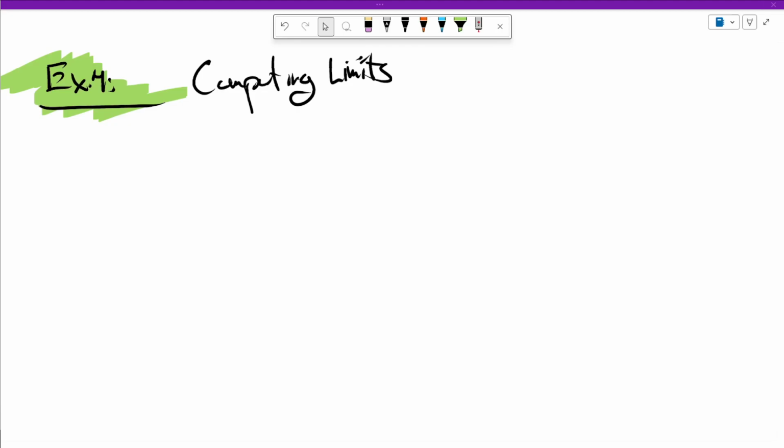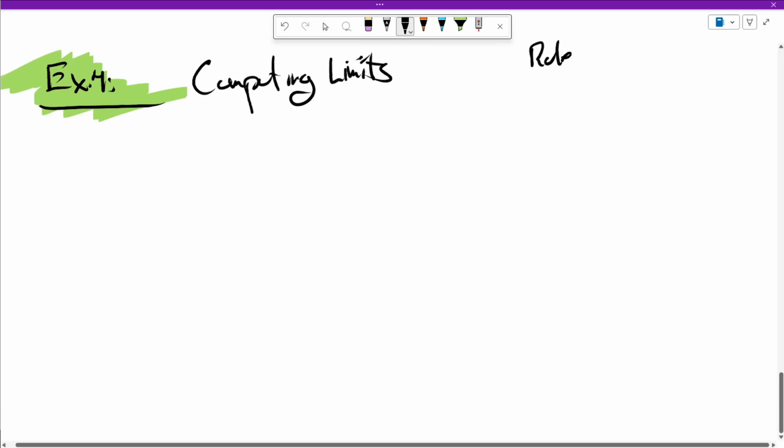In example 4, we're going to look at computing limits using the rules that you know for computing limits. So let me just remind you of the rules. This is theorem 3.1.2 in your book. But the rules are as follows.